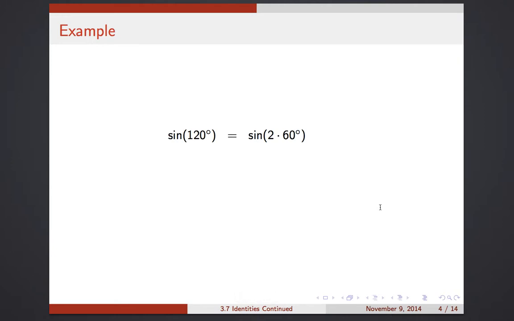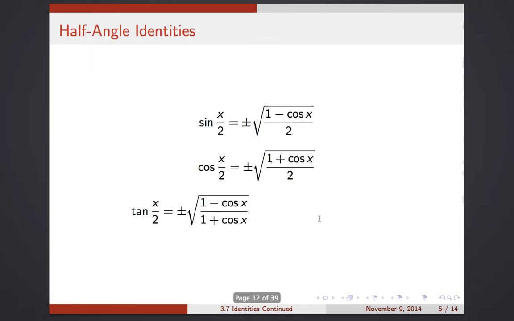So here's an example. We already could get sine of 120 degrees, but here's how you can use the double angle formula to do it. 120 degrees, I hope you will agree, is 2 times 60. And so sine of twice an angle is twice sine of the angle times cosine of the angle. So I can just fill that in here, and that 2 cancels with that 2. And so what I'm left with is root 3 over 2, which is what we knew to begin with. So there you go. Okay, so we have double angle formulas.